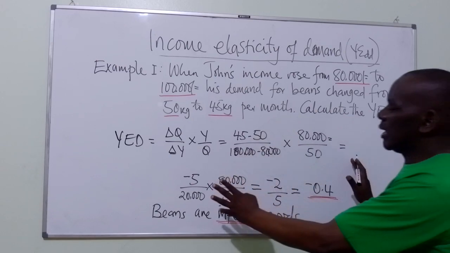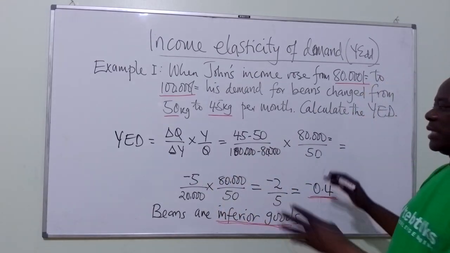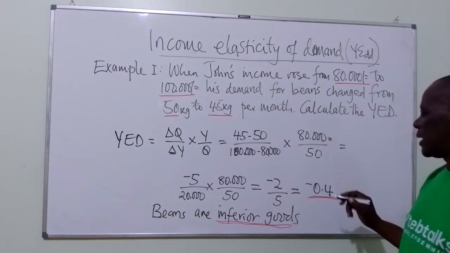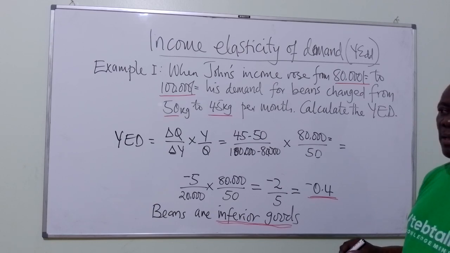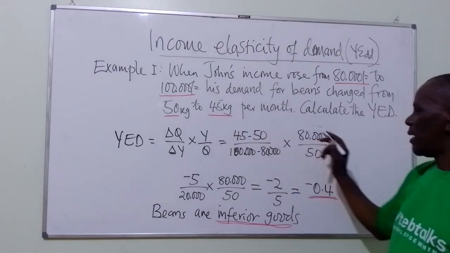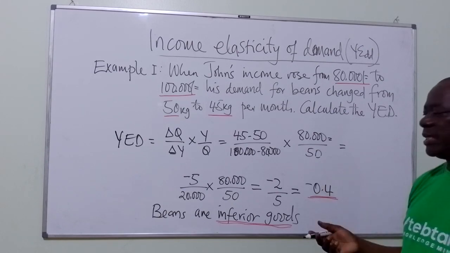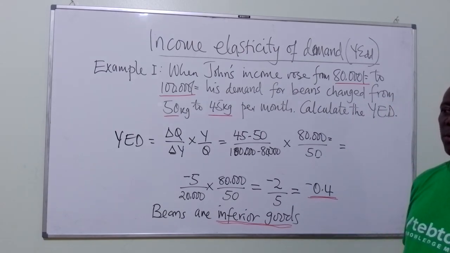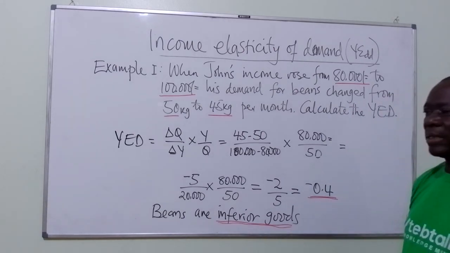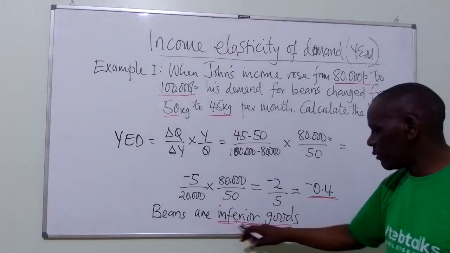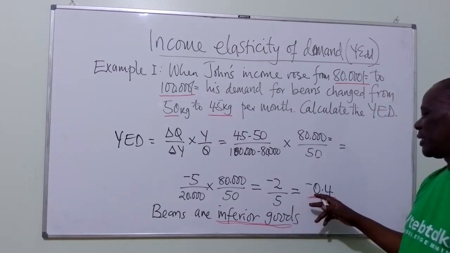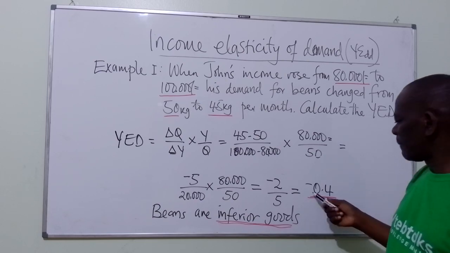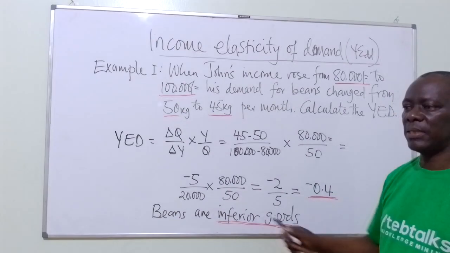So if this question has 2 marks, assuming it has 2 marks, there is 1 mark for the formula, 1 mark for substitution, and 1 mark for the last calculation and the answer. Each one will have half, and then you get the 2 marks for this. Then they say, what is the nature of this commodity, beans? The nature of this commodity is that it is an inferior good. Why are you concluding this? They will not ask you why, because they know you are getting it from this concluding figure which you have calculated. So the figure is negative, these are inferior goods.